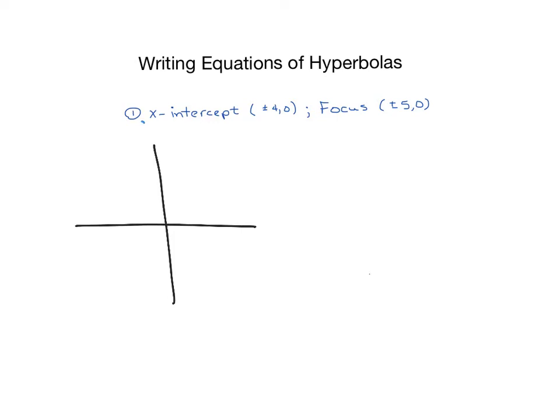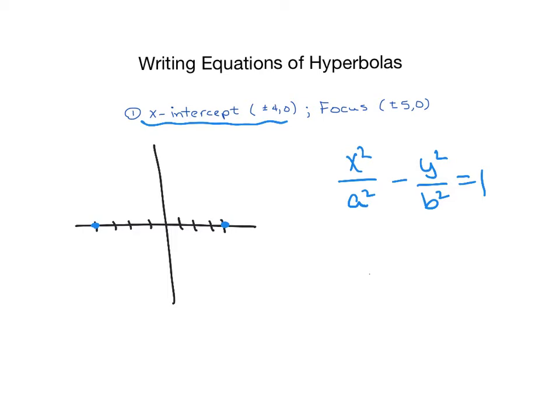So I'm going to graph these x-intercepts. So I'm going to graph 1, 2, 3, 4, 1, 2, 3, 4. And I have a point here and here. And notice that it's touching the x-axis. So this is going to tell me that my equation is going to have the x squared first. Remember, the a squared is always the first denominator. And then the b squared will be second.